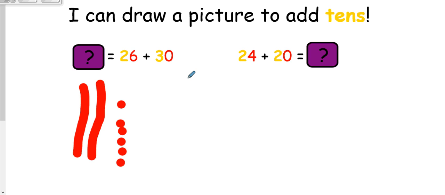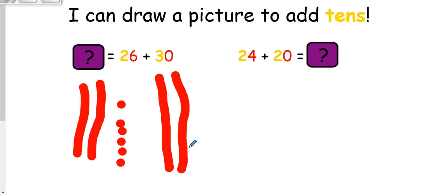Now let's look at our other part. What are we putting together with 26? We're putting 30 together with 26. Does 30 have any tens? It has 3 tens. So what are we going to draw 3 tens with? Quick tens. Let's draw them. 1 10, 2 tens, 3 tens. Does 30 have any ones? It does not, so I do not need to draw any ones.